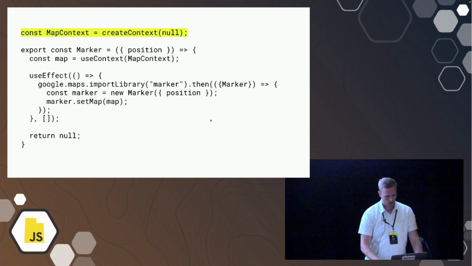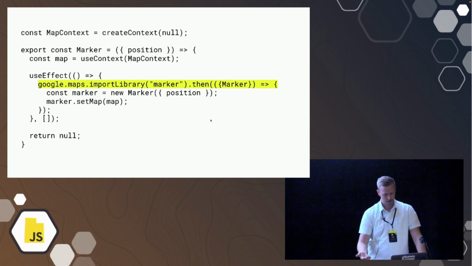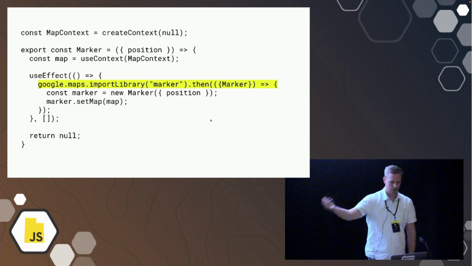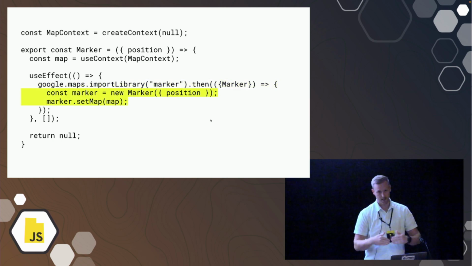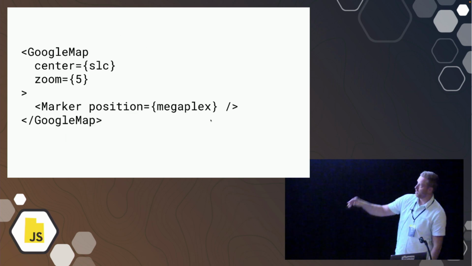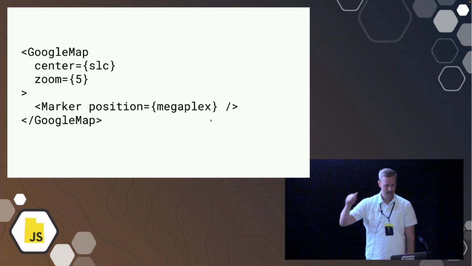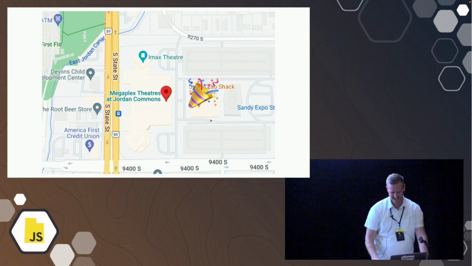Now, if we were to create a marker component, we can use that same map context here, grab the map, and in a similar fashion to the maps import library that we used before, we can grab the marker constructor, new that up with a position, and associate it with a map. And if we were to have some code that said we want to center on Salt Lake City, and our marker is at Megaplex, we can do that, shows a marker, huzzah.